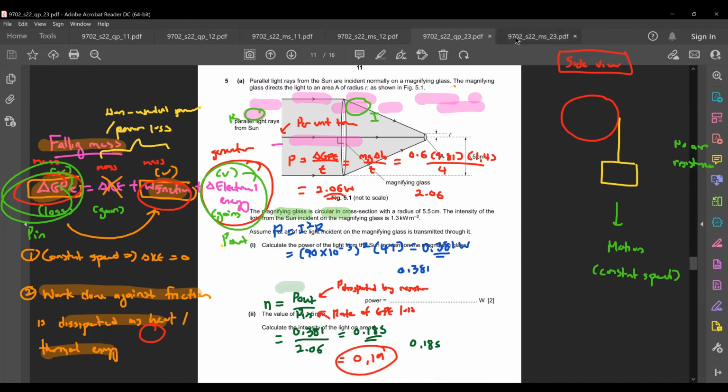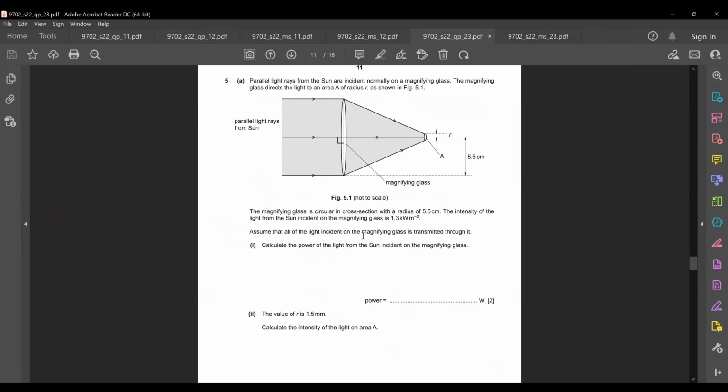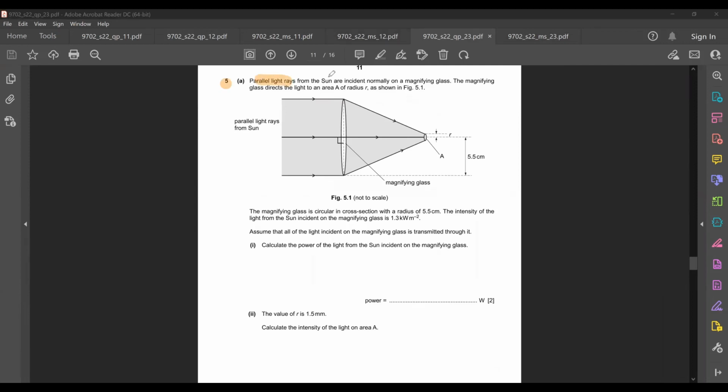Okay, now this one is something quite different. Let me just clear off everything here. Now this one, question number 5. Parallel light rays from the sun are incident normally on a magnifying glass. The magnifying glass directs light to an area A of radius R as shown. The magnifying glass is circular in cross-section with a radius of 5.5 centimeter, and the intensity of the light from the sun incident on the magnifying glass is 1.3 kilowatts per meter square.